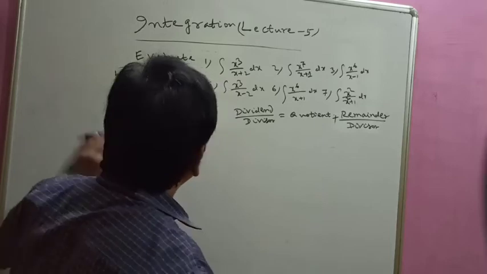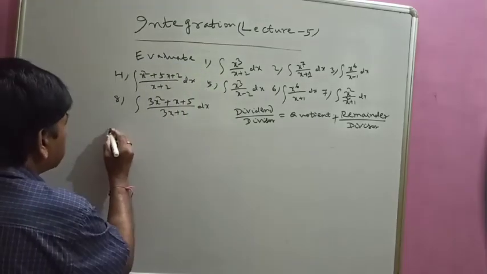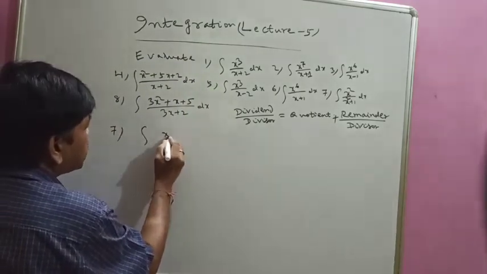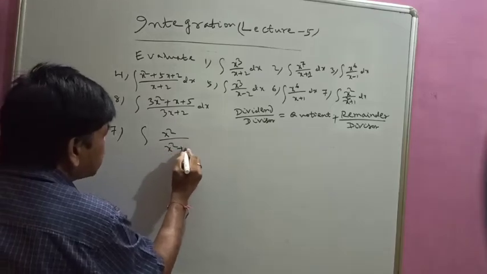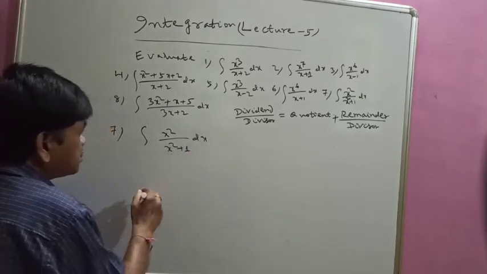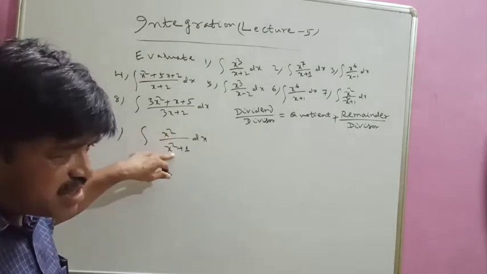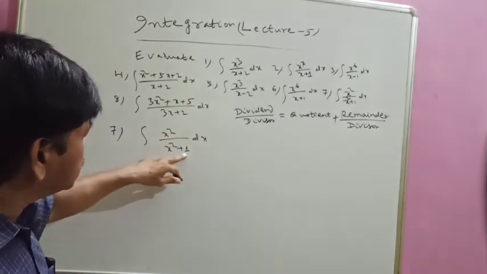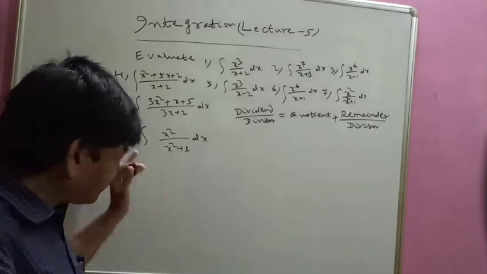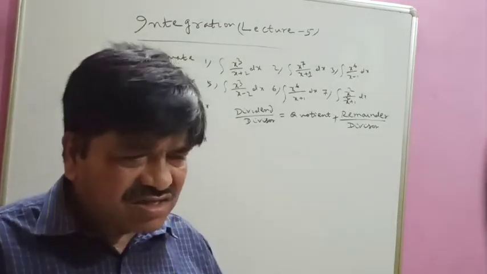So now we are going to discuss question number 7. Your question number 7 is x square by x square plus 1. Here the degree of numerator is 2, and the degree of denominator is also 2. The denominator's degree is 2, and the numerator's degree is 2 as well. So this also comes under type 1.